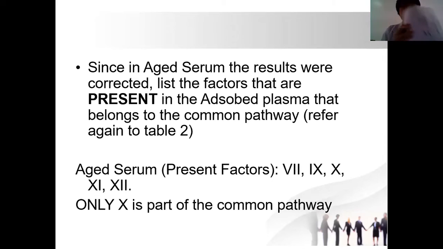Okay, here, this is your problem. The patient was having an abnormal APTT but normal prothrombin time. You did mixing studies. In the adsorbed plasma, the APTT was not corrected, but in the age serum, the APTT was corrected. So I'll give you 15 seconds to answer before we do the rationalization. And the timer starts now.